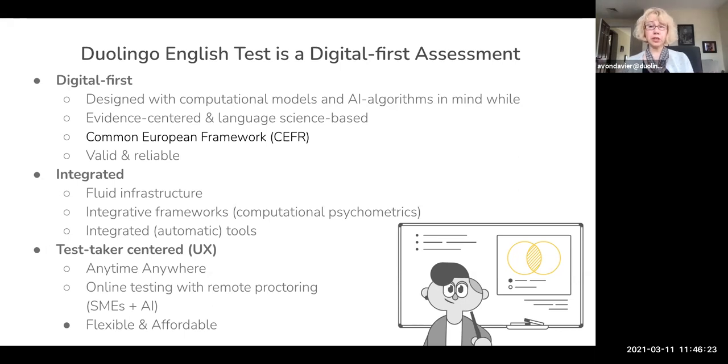What is also special about the digital first assessment in general, but especially for the Duolingo English test, is that they are test taker centered. The test in this case can be taken anytime, anywhere, on any device. It is administered online with remote proctoring that involves both the subject matter expert proctors and artificial intelligence tools. And it is extremely flexible with a very fast turnaround of scores, and it is affordable.